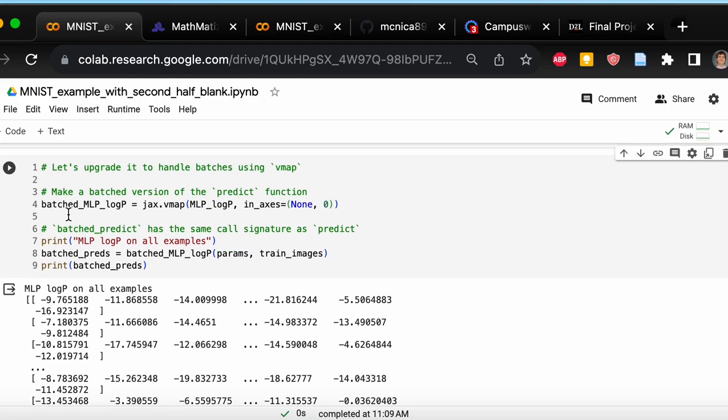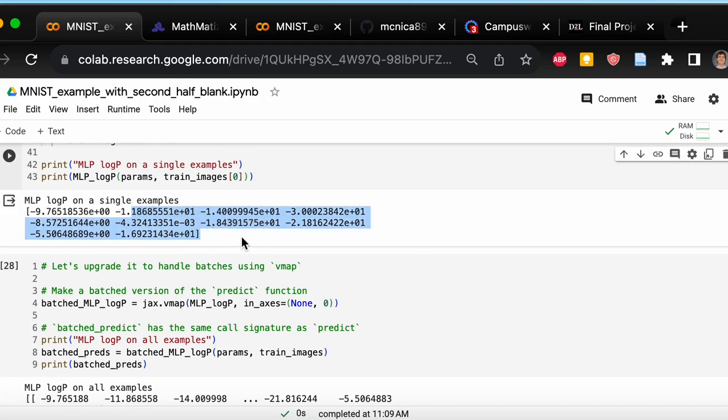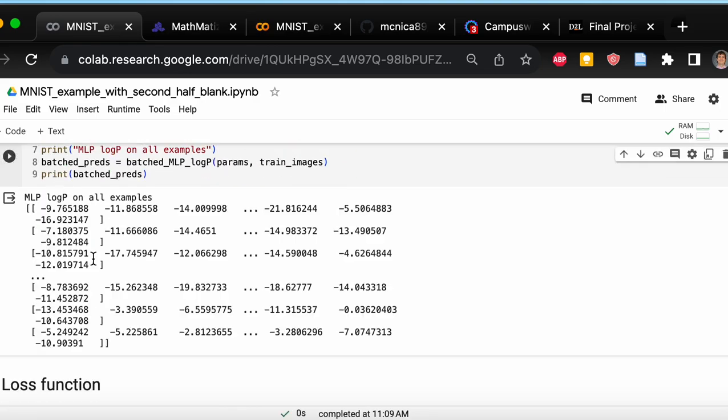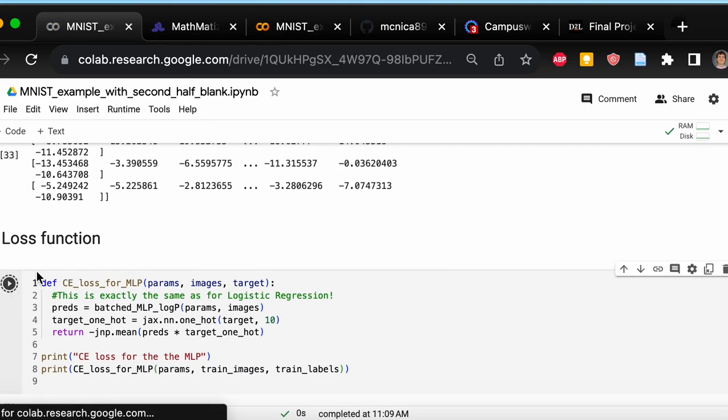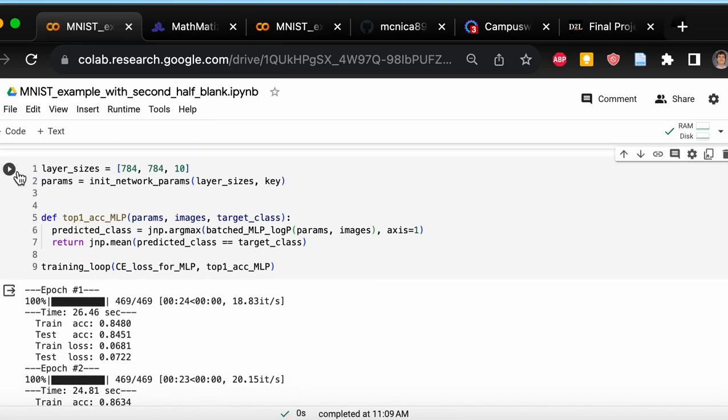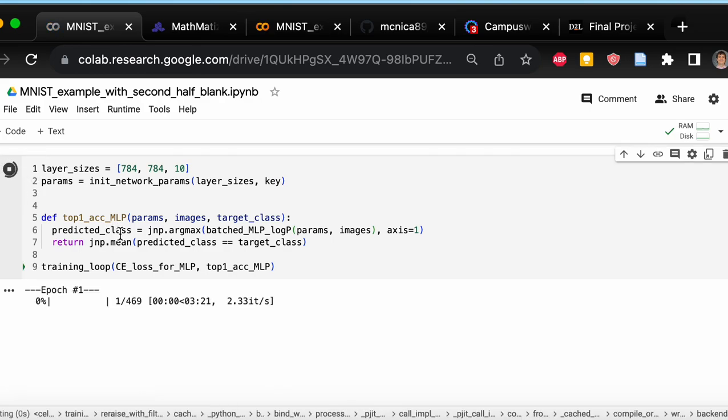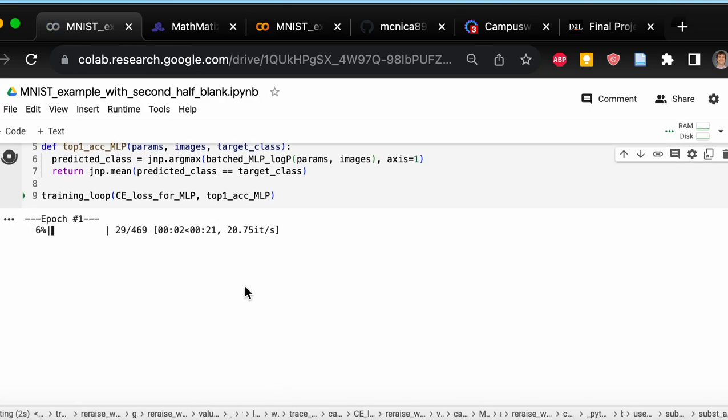So I've done it. Still outputting things that look the same, log probabilities. Make the batch version. Loss function is exactly the same. And now when I do it, it should get quite a bit higher accuracy. So before it was like 85%. Now it should be a little bit higher. Let's see it work.